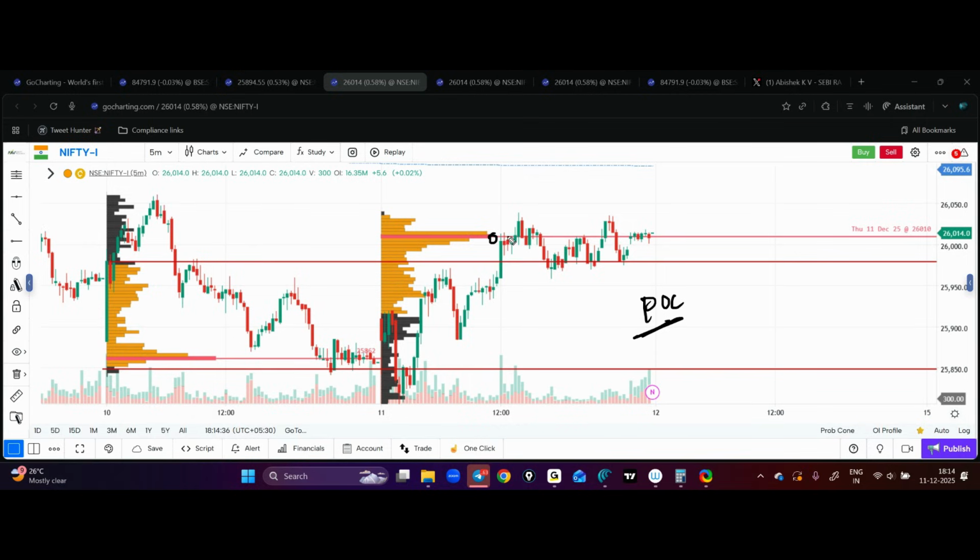So this red line is where my highest volumes traded yesterday, which is 25,862, and today it is 26,010. I mainly use a combination of volume profile, value area structure, plus point of control, plus the current day opening. Opening is my most favorite time to trade.